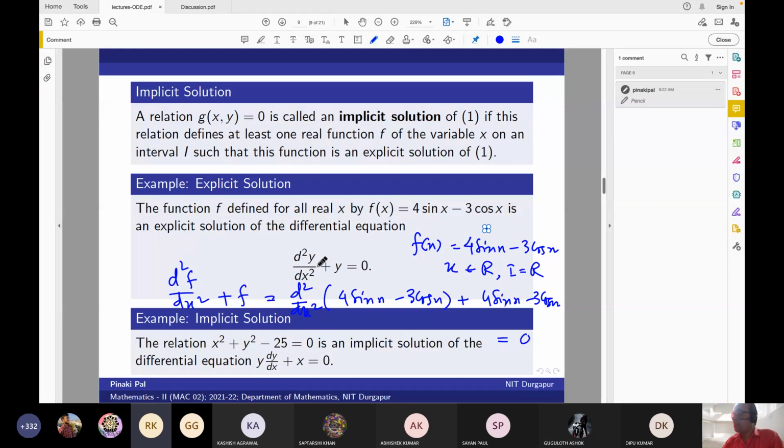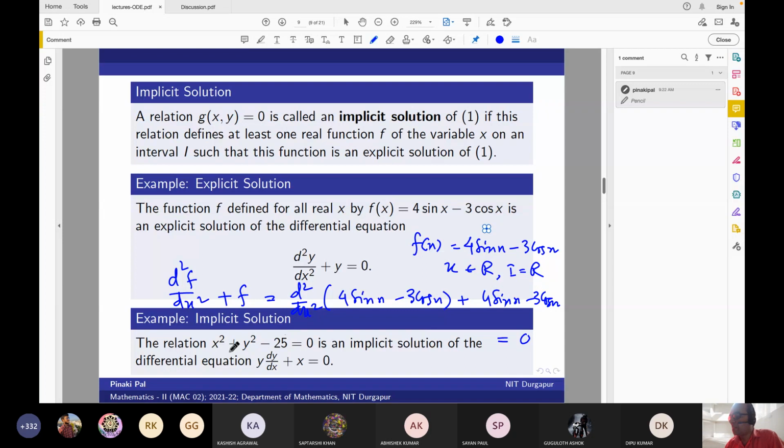Therefore, moreover f is expressed exclusively as a function of x only, and it is defined in a real interval. So therefore it is an explicit solution. And for an implicit solution, we'll get a relation between x and y which will satisfy the differential equation first of all, and then moreover, from this implicit relation, we can extract a valid explicit solution.